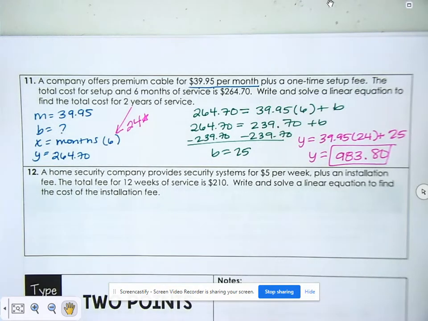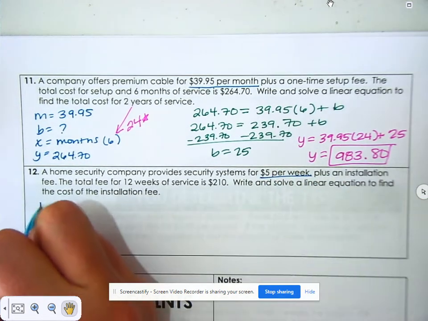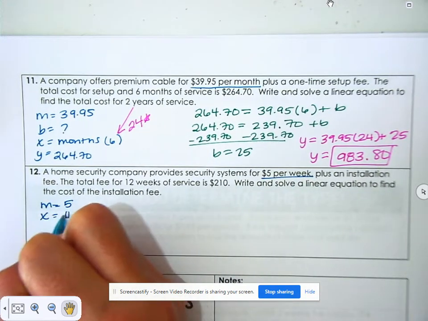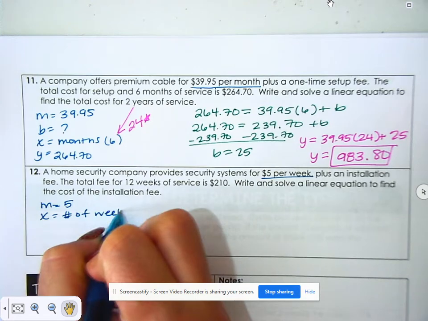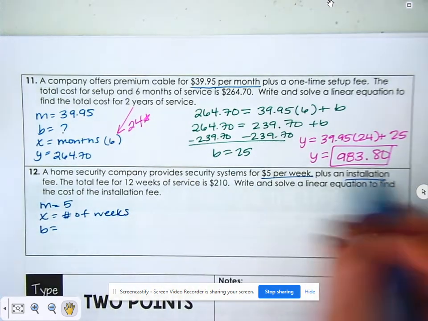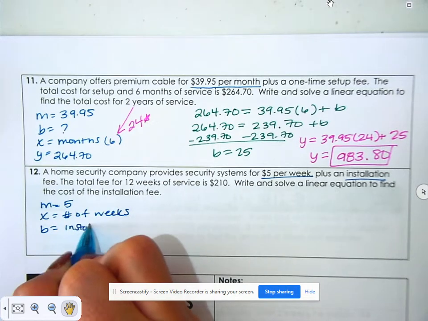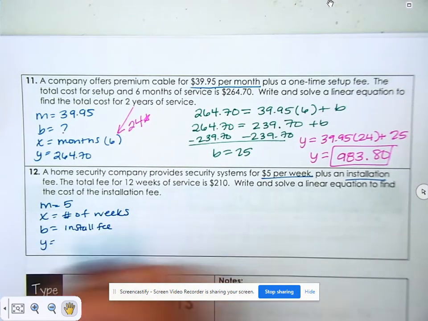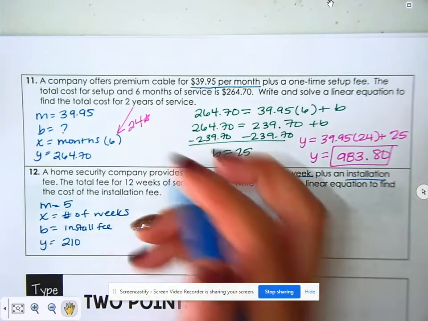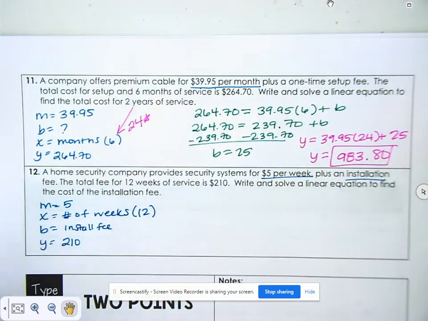All right, a home security company provides a security system for $5 per week plus an installation fee. So again, $5 per week, y'all, there's our slope. So our X is the number of weeks. We've got our B that we don't know, that's going to be our installation fee. And our Y is going to be our cost, which here is $210. Now that's $210 for 12 weeks.